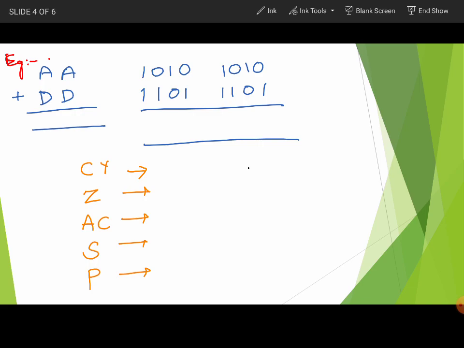So when you add these two numbers, 0 plus 1 is 1, 1 plus 0 is 1, 0 plus 1 is 1, 1 plus 1 is 10. So again 1 plus 1 is 10, 1 plus 1 is 10, again 10, and now 1 plus 1 plus 1 which is 11. Now this becomes the carry.